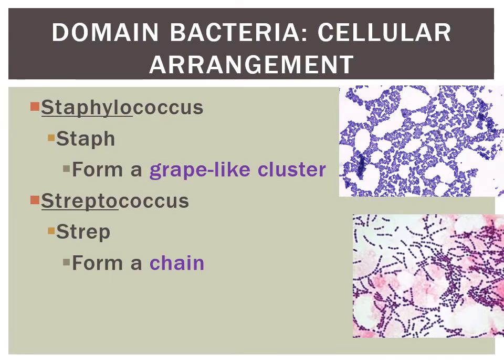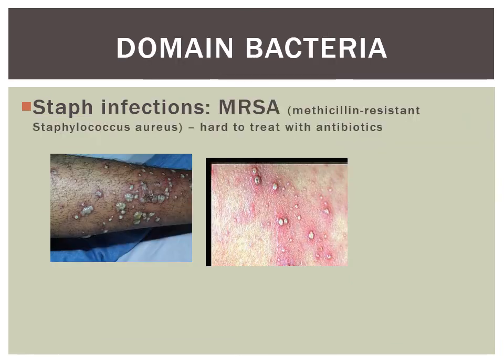Okay, so cellular arrangement I mentioned. Coccus means that it's round. Staph means that it's going to be in a grape-like cluster. So staphylococcus would be little round cells that you find in a cluster, like you see in the picture on the right. And then strep means that it's in a chain. So streptococcus, still little round cells, but they are grouped together in chains. So you've heard strep probably in relationship to strep throat, and strep throat is caused by streptococcus bacteria.